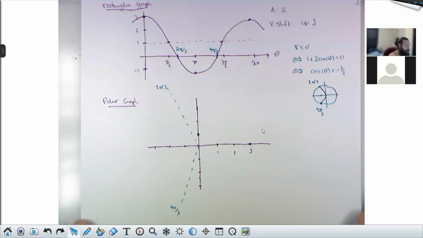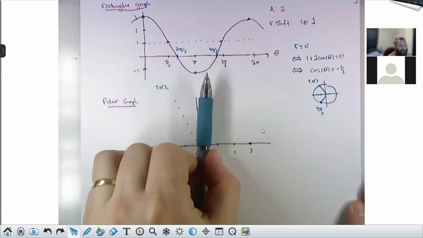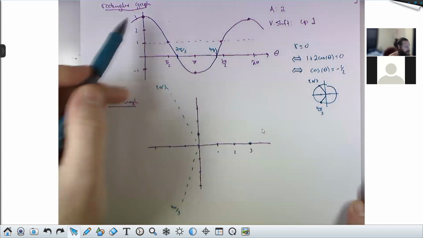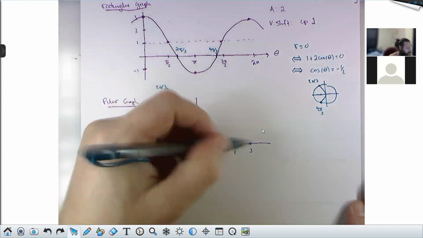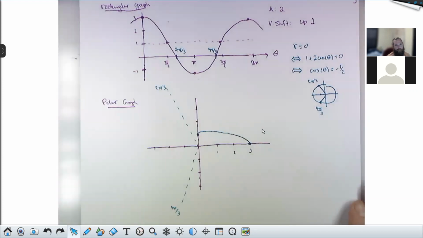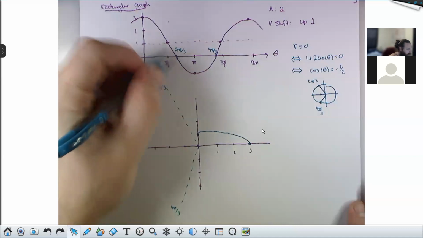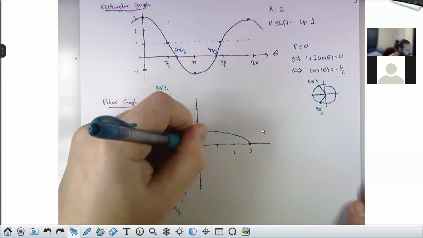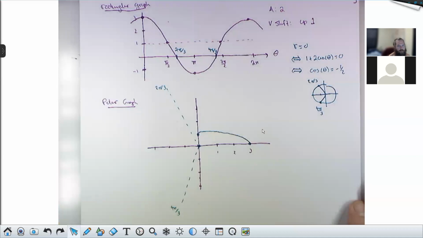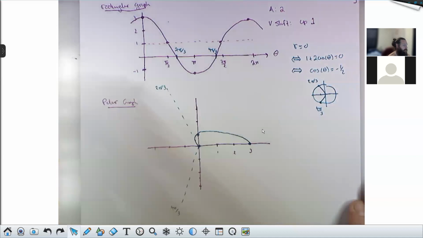Okay, now we're ready to go. So as theta rotates from 0 up to pi over 2, my radius is going from 3 all the way down to 1, which means I'm going to sketch something like this. Then as theta progresses from pi over 2 to 2 pi over 3, r is coming into 0. Well, if r is 0, then I'm at the origin. So that means I'm going to curl in like this.